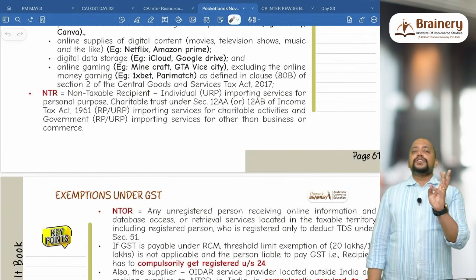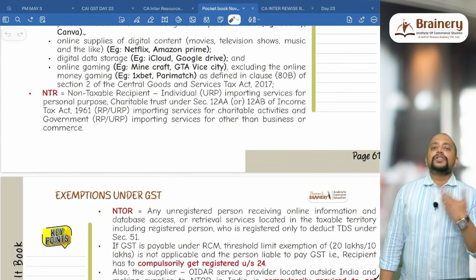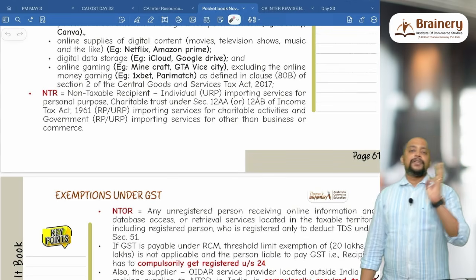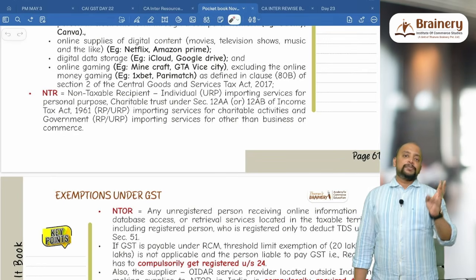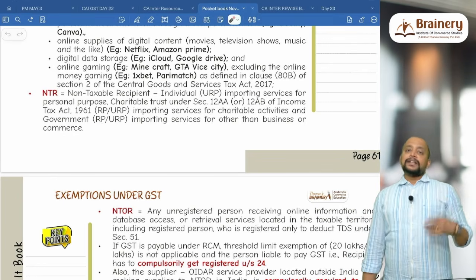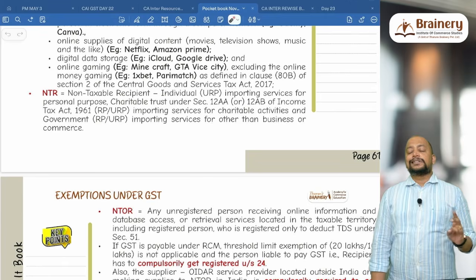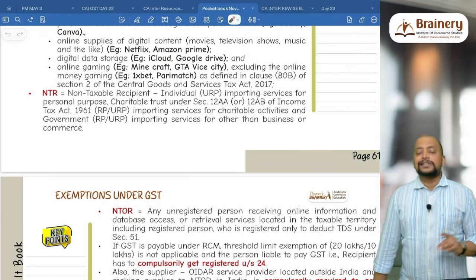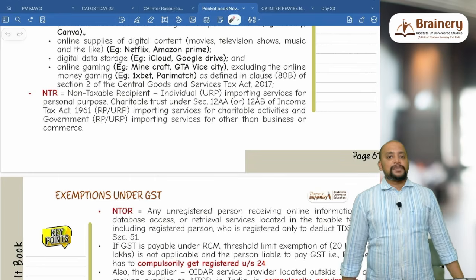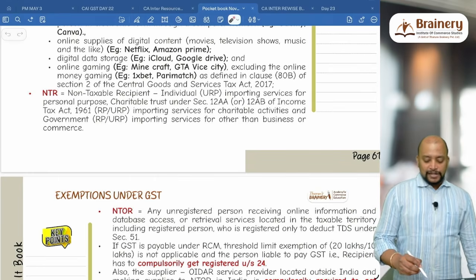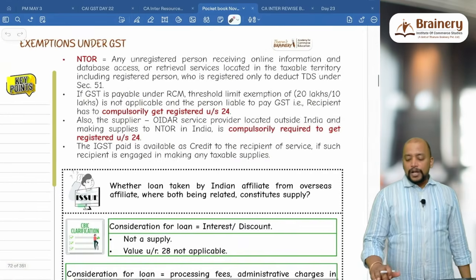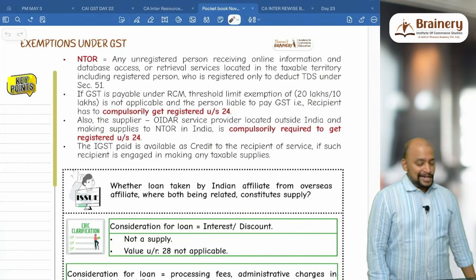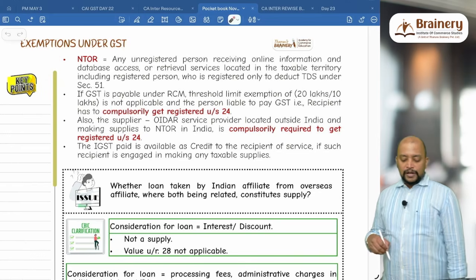Three people: individuals, trust, government. Individuals should be unregistered and importing for personal purpose, and trust can be either registered or unregistered under GST, importing for charitable activities. Government, again either registered or unregistered under GST, importing for non-commercial purpose, that is other than business or commerce. That is a non-taxable recipient. Non-taxable online recipient means any unregistered person or a person registered only for deducting TDS, so they will come under non-taxable online recipient.